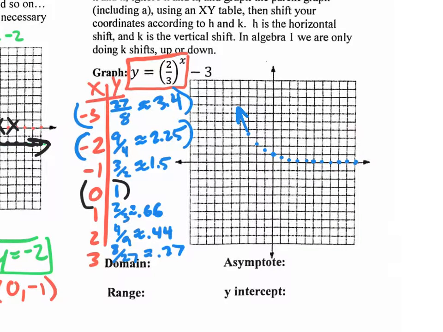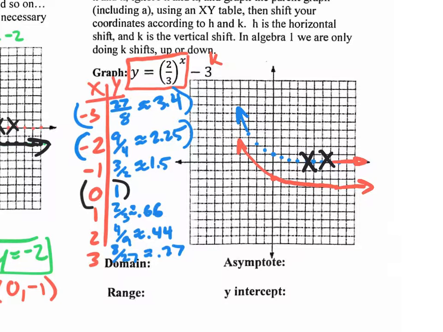This is not the actual graph. The actual graph has a k-shift. The k-shift is -3, so I need to move it all down 3 units. So this old parent graph asymptote needs to move down 1, 2, 3 to this new asymptote at y equals -3. All of these other coordinates need to move down as well, 1, 2, 3. So this is your new graph, and it's curving up in that direction. I would put 2 x's on the original so we don't make the mistake of grading that first one.